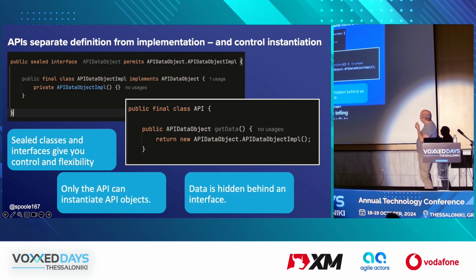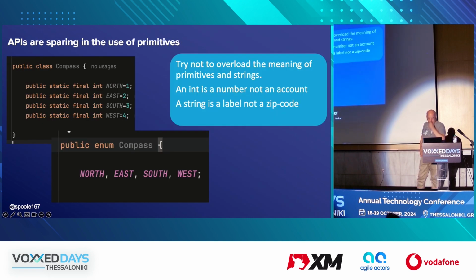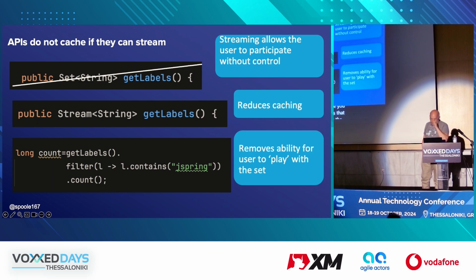So these sealed interfaces, sealed classes, let you do this separation. You can really separate out your code from your user code. You can hide everything. It's really, really powerful. I hope you get this, which is use the types that are available to you. Don't use the primitive stuff. Okay. And if you can, stream.